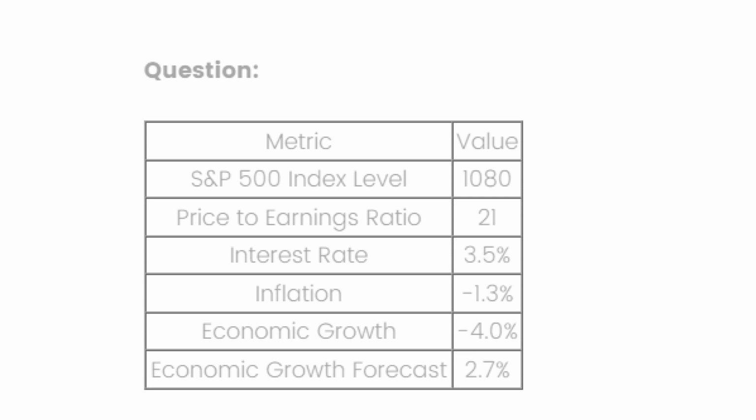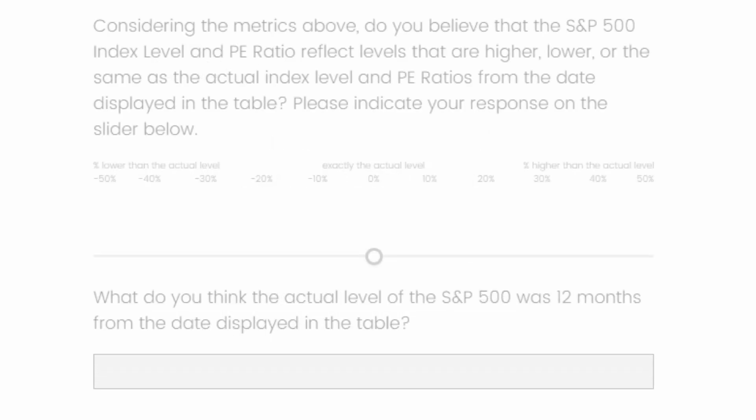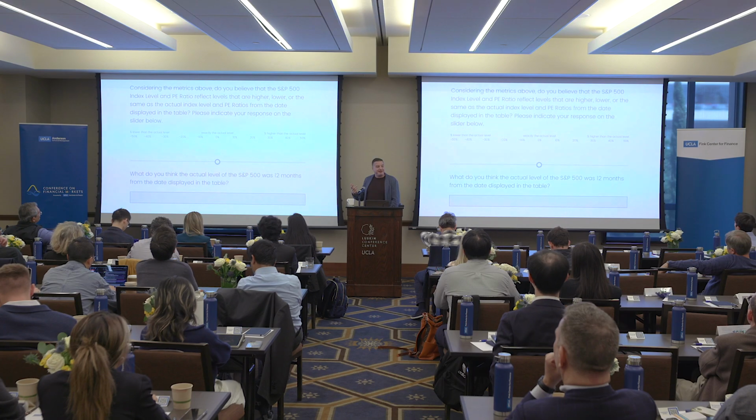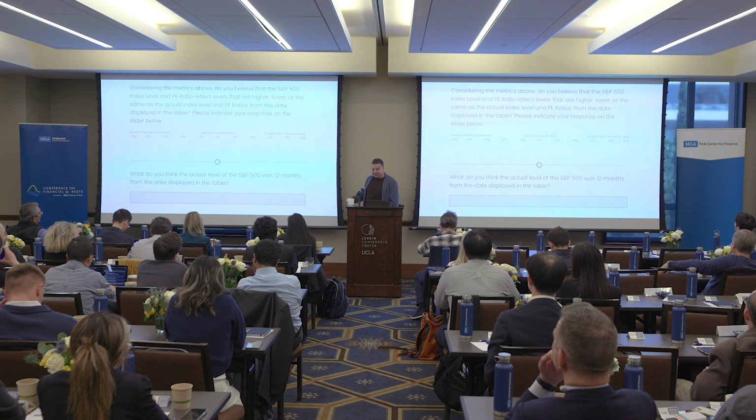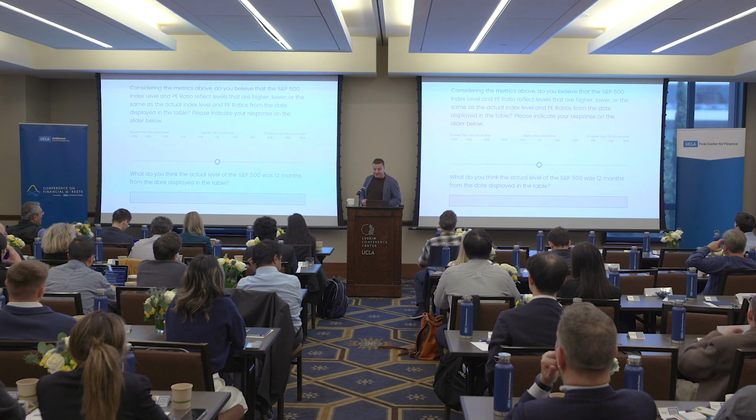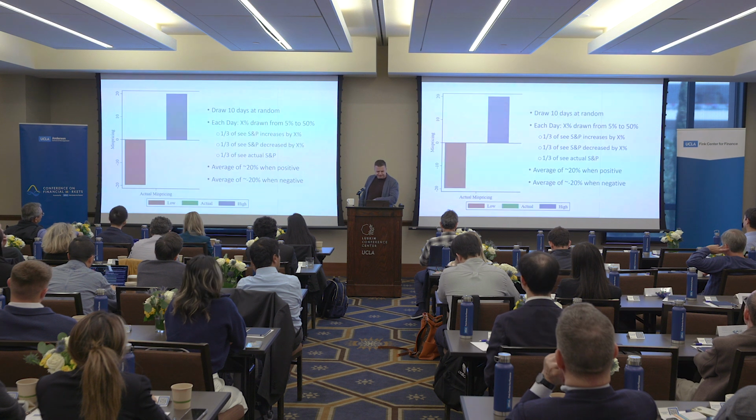And this was over a page like this where it said, looking at this chart above where you saw those numbers, what do you think we shifted things by? And you had a slider, you could leave it as exactly the same, move it to the right for higher than the level, move it to the left for lower than the level. And then underneath that, we said, what do you think the S&P 500 actually was 12 months later? So this should give us a return expectation, both of expected returns and of mispricing.